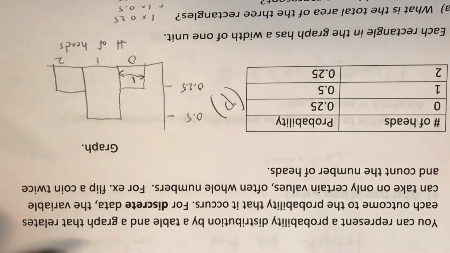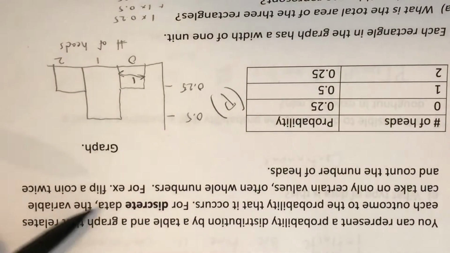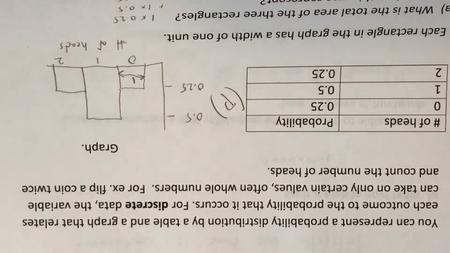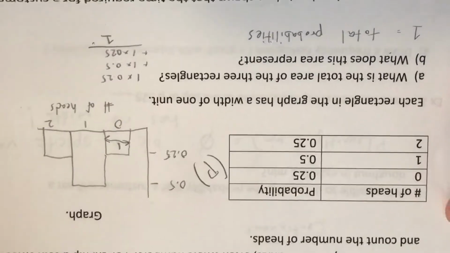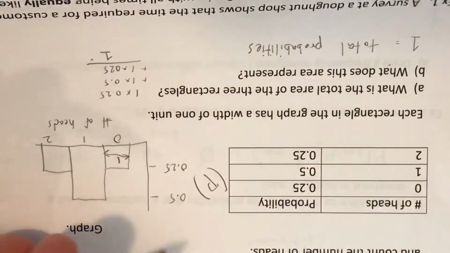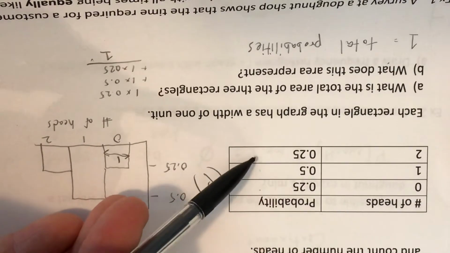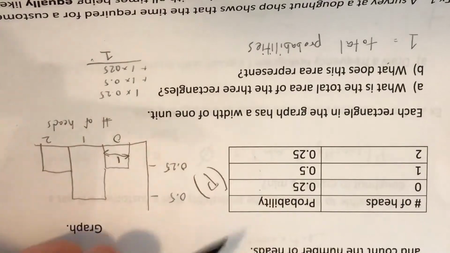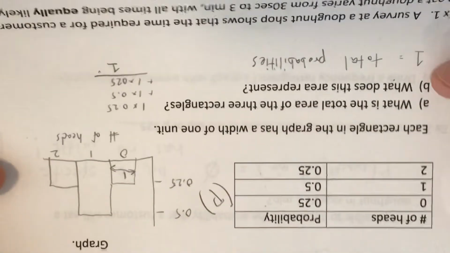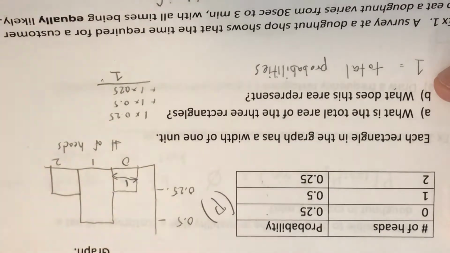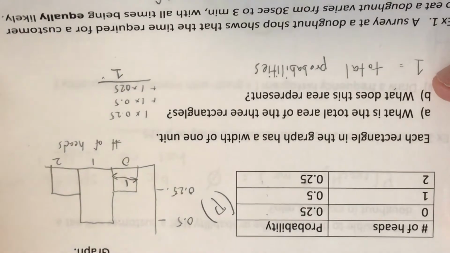So for discrete data, the kind that can only take on certain values, often whole numbers, this is what it's going to look like. When we flip a coin twice and count the number of heads that we get, we have three choices: we can get 0, 1, or 2. The chance of getting 0 is 25%, the chance of getting 1 is 50%, and the chance of getting both heads is 25%. When I take that to the graph, the number of heads is 0, 1, 2, and the probability is on this side. That's what it looks like in terms of graphical representation.